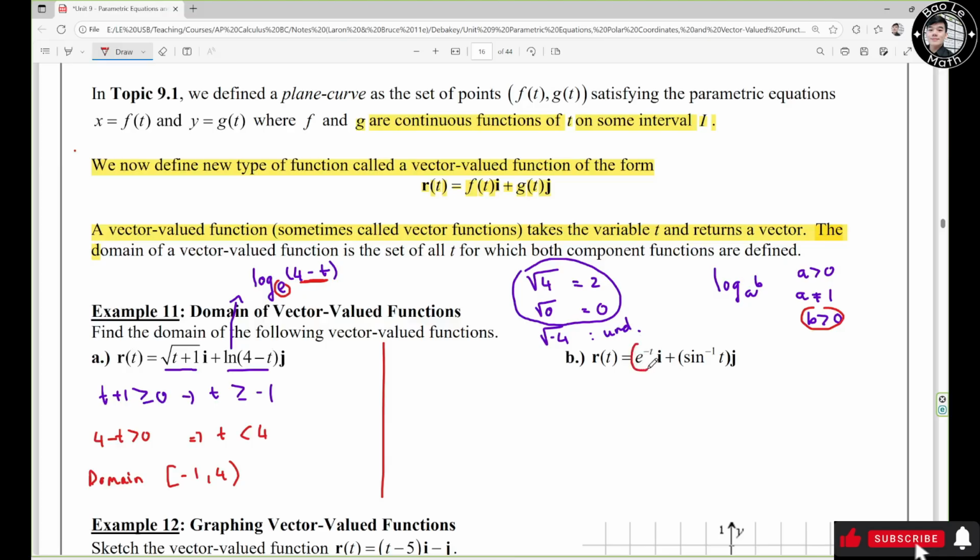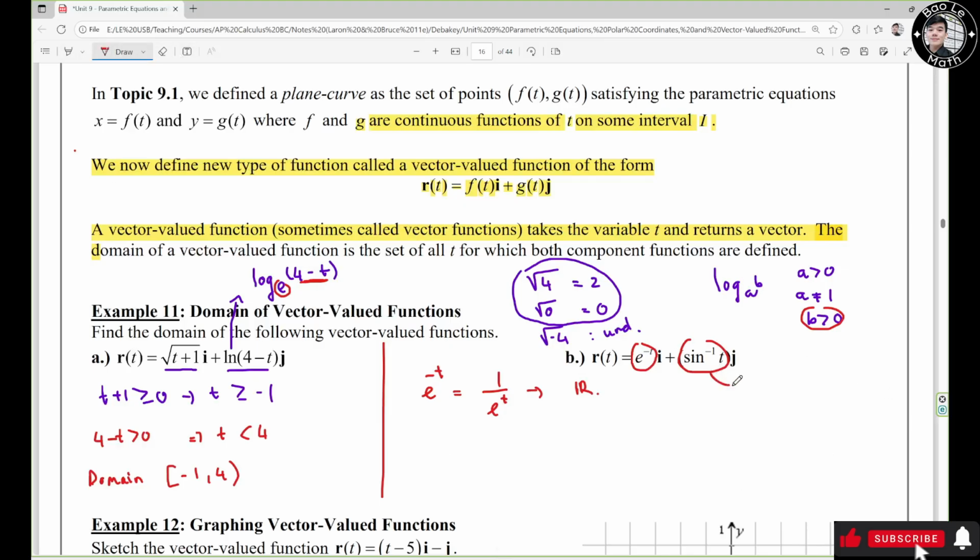We need to find the domain of this one. We have e raised to the negative t, which is the same thing as 1 over e raised to the t. So t is any real number, and the domain for this one is all real numbers. Now we need to find the domain for this one right here.